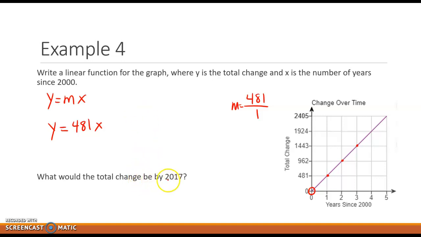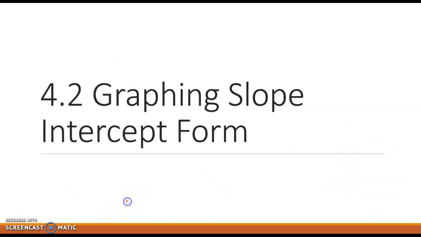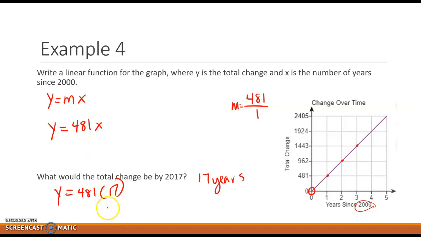So then what would the total change by 2017 be? Well, these are years since 2000. So 2017 minus 2000 means 17 years. And so then I'm going to plug 17 in for x. So y will equal 481 times 17. And I'm pulling out my handy dandy calculator. And according to the calculator, after 17 years, they change 8,177 times. So that is the total change.